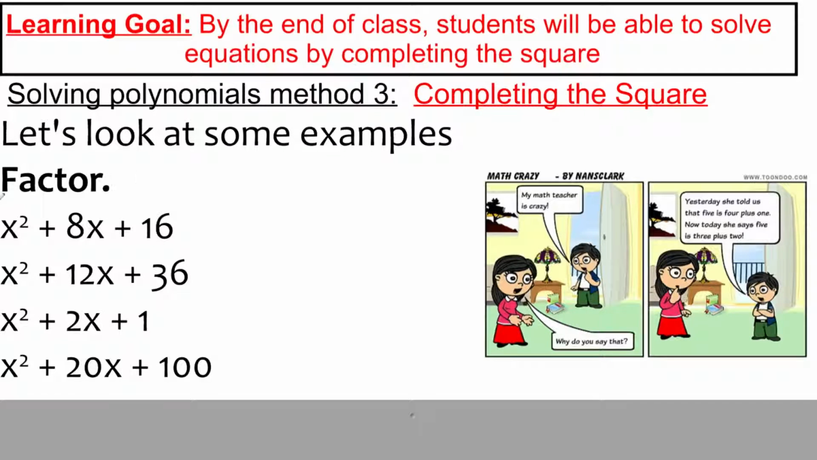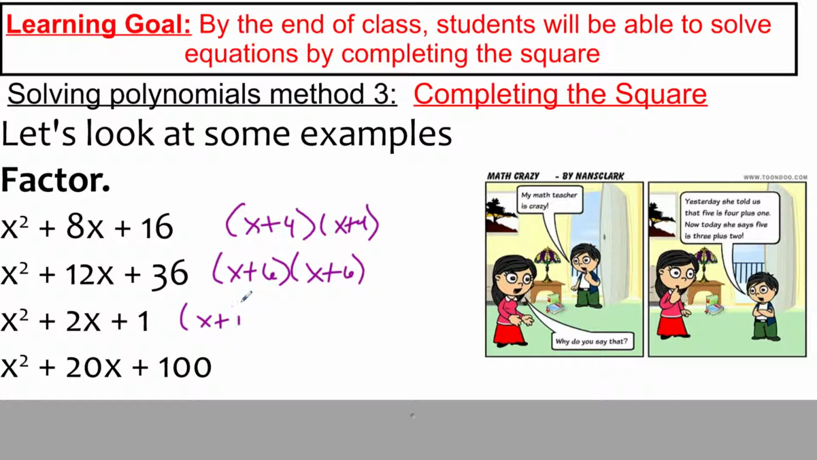Okay, so we're just going to factor a couple of expressions. X squared plus 8x plus 16 factors into x plus 4 times x plus 4. X squared plus 12x plus 36 factors into x plus 6 times x plus 6. X squared plus 2x plus 1 is x plus 1 times x plus 1. And x squared plus 20x plus 100 is x plus 10 times x plus 10. I picked these trinomials on purpose because in each case they factor into the same factor twice.